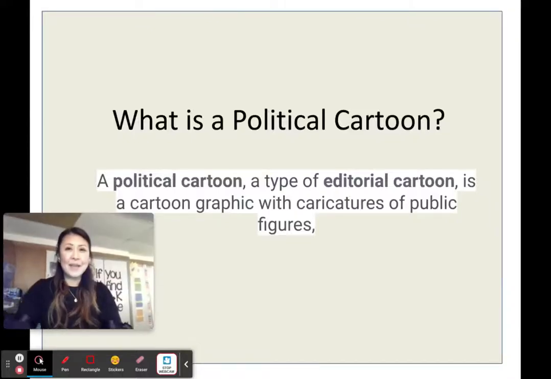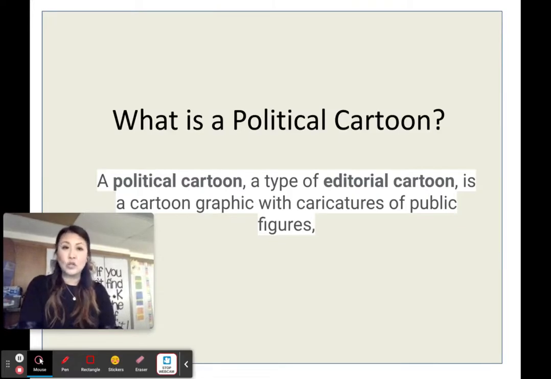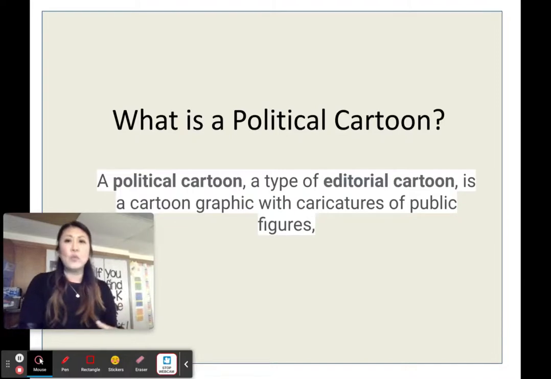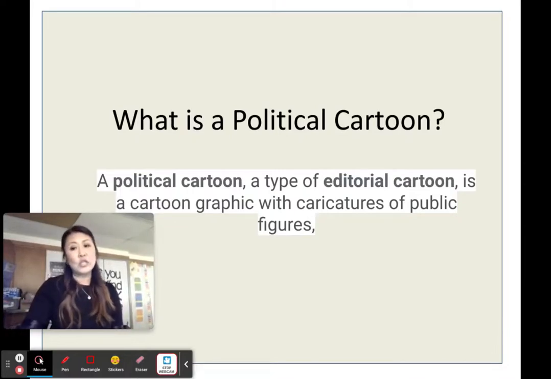Okay, hi everybody. I'm going to just go through the directions and a little lesson on what is a political cartoon. If you were here in class, we talked a little bit about this. A political cartoon is a type of editorial cartoon. We talked about the word editorial, which really means opinion based. And a cartoon is a graphic with public figures, and usually it's very opinionated.